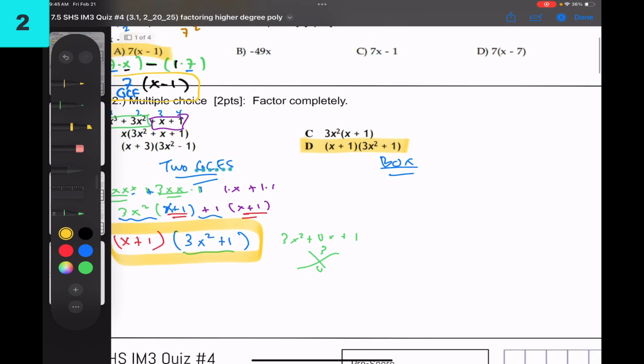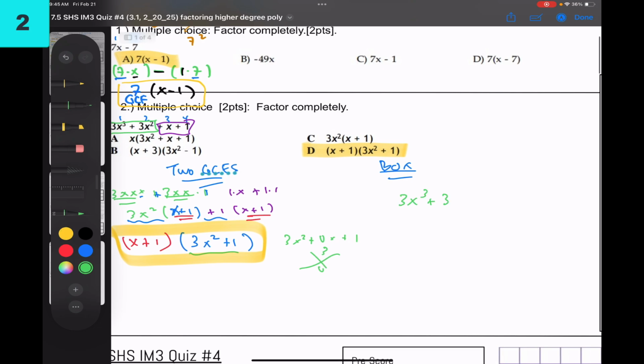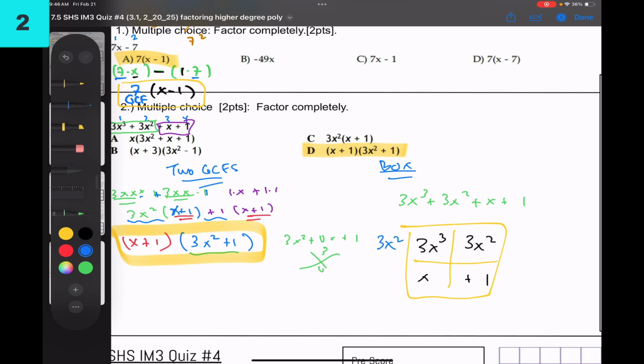If you wanted to use the box method for that, you just put it inside of a box, in the form of a Z. And then you just think what they multiply on the outsides. So this would be a 3x squared, this would be an x, 1, and a 1. And then x plus 1 is what you have, 3x squared plus 1.